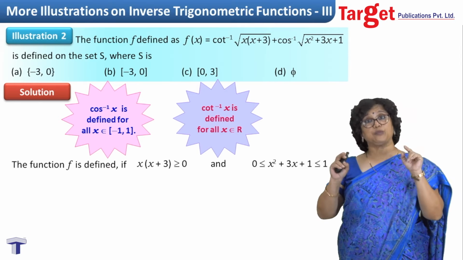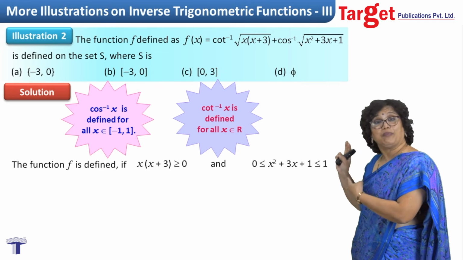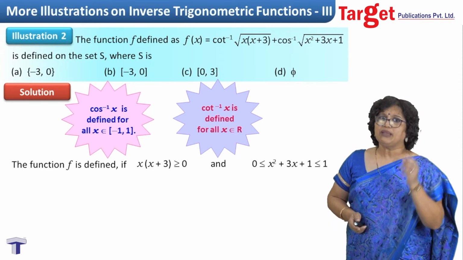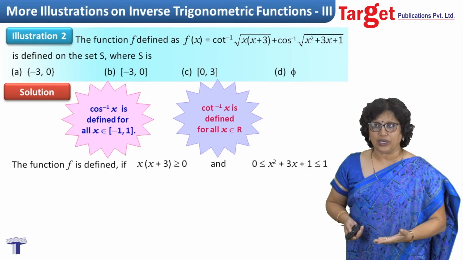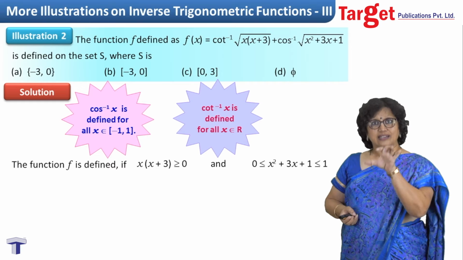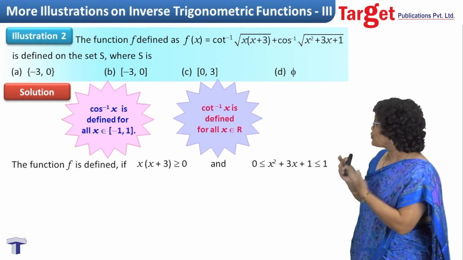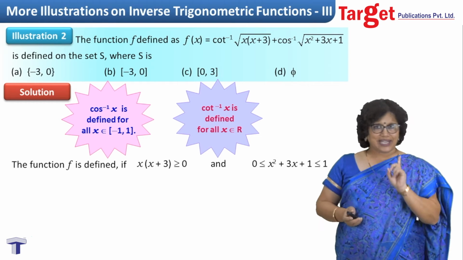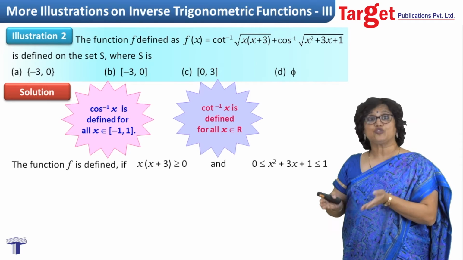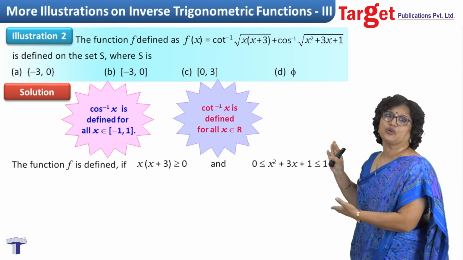due to cos inverse part, I write that x square plus 3x plus 1 should be between 0 and 1. Why between 0 and 1? Because square root is a non-negative quantity. So obviously x square plus 3x quantity written inside square root also should be non-negative. So x square plus 3x plus 1, that should be greater or equal to 0. And due to the fact that that quantity has to be in the domain of cos inverse, it should be less or equal to 1.